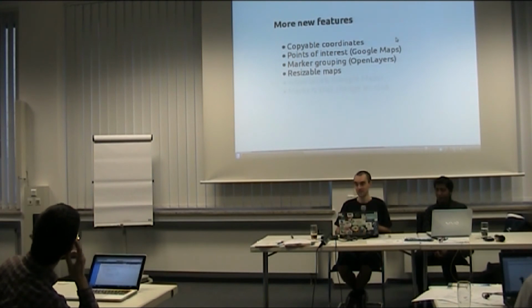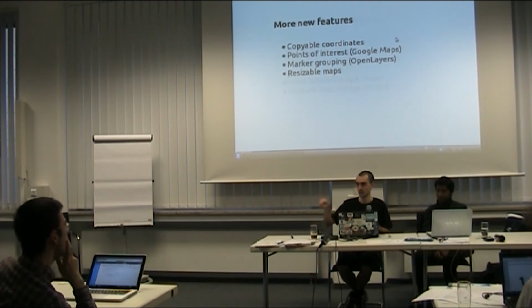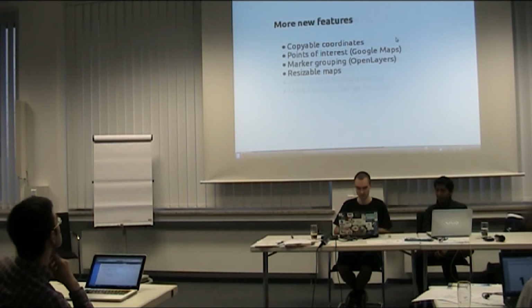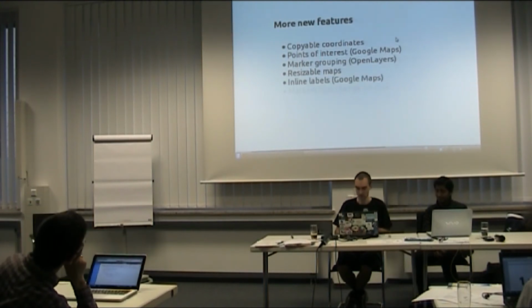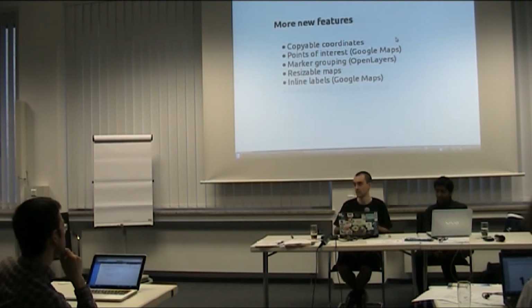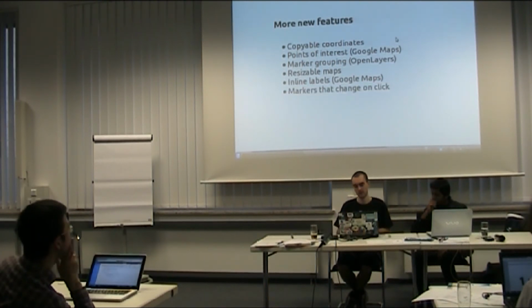You can now resize maps. If you turn this on, users can click on the lower right corner and drag it. I mean, it just uses the jQuery resizable plugin. You can display inline labels for Google Maps, which means labels that are displayed directly on the map. I think the Polygons example, the initial Polygons example, had one of these showing Berlin or something. And now we can also have markers that change when you click on them. So users know on which ones they clicked already, so then the icon changes.